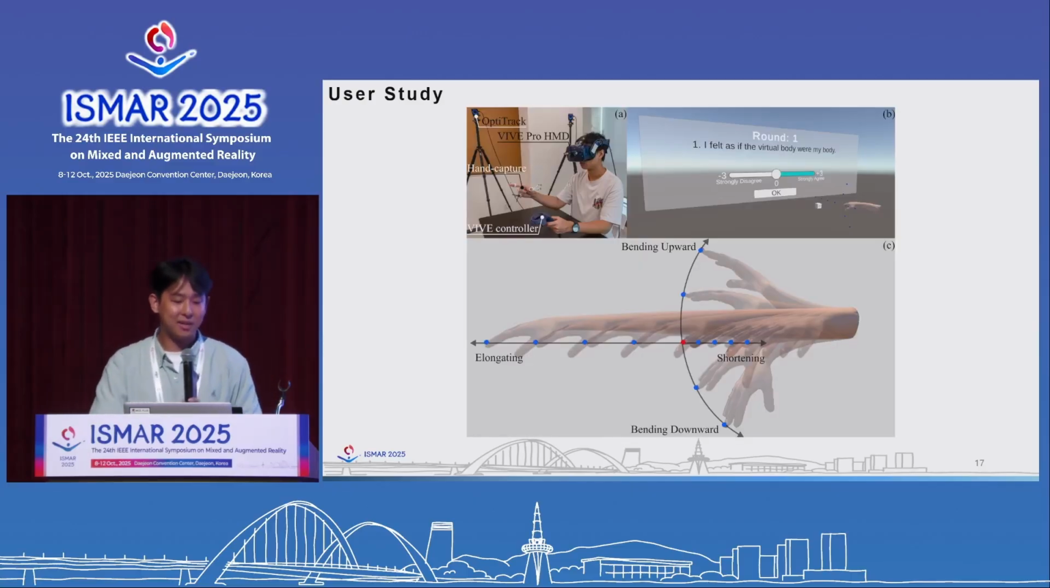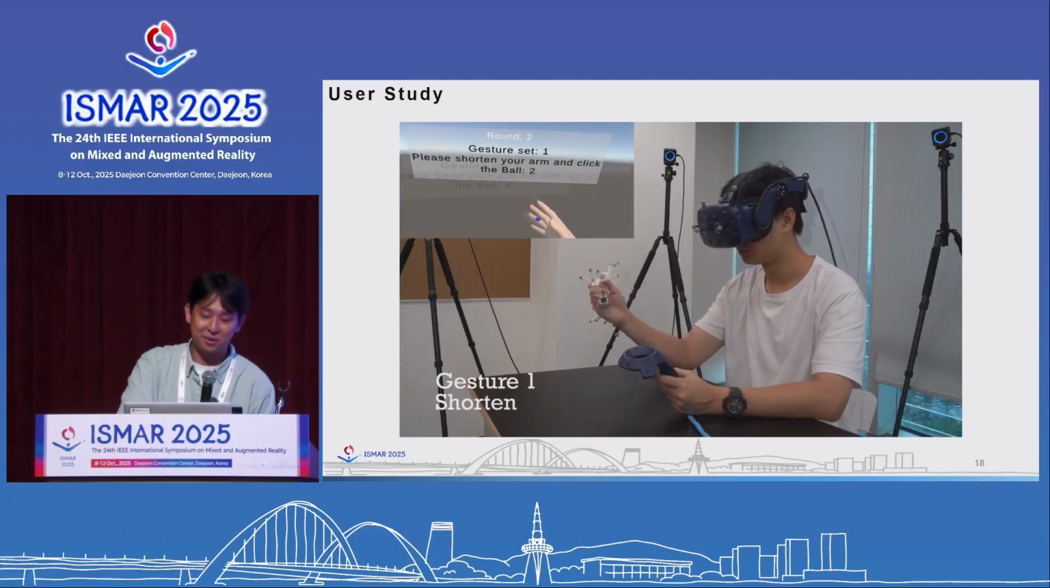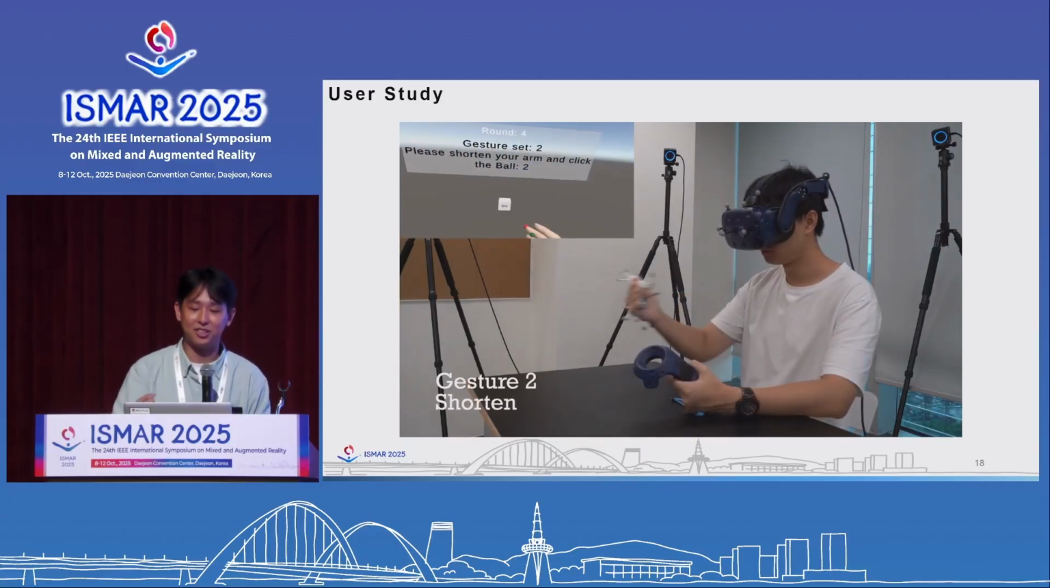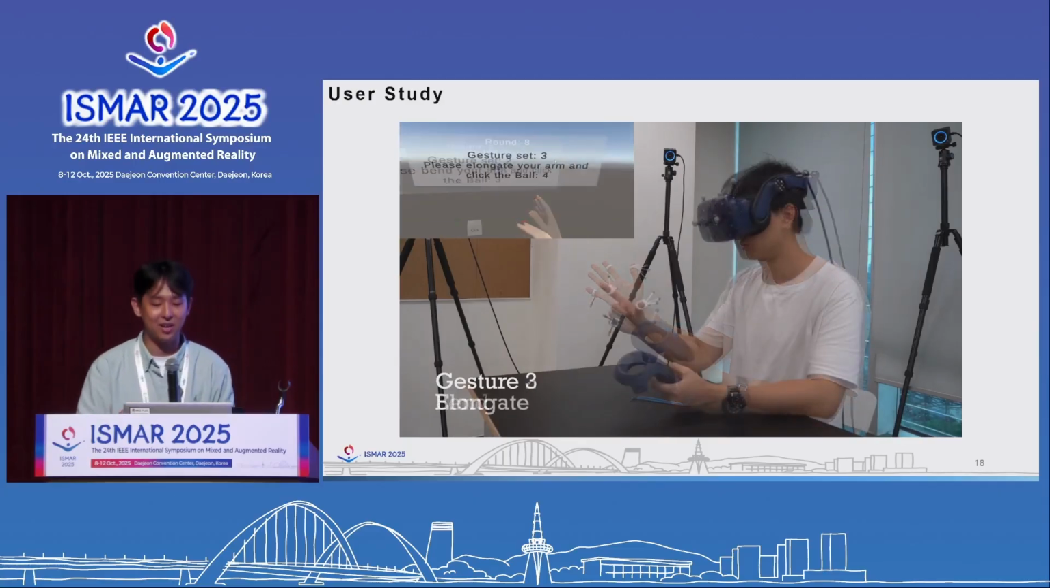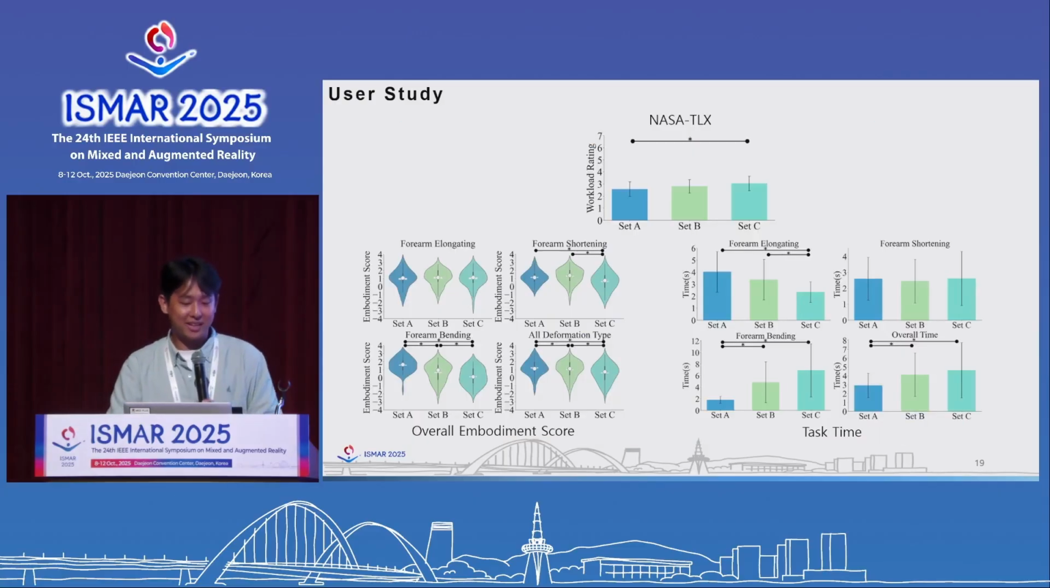For the study, participants wore the Vive headset and the optic tracker tracking the markers. During the test, they had to elongate, shorten, or bend their virtual forearm in order to reach the target ball that appeared at a random position. Here's a short video. This is how participants activate a gesture set, deform the virtual forearm, and interact with the target.